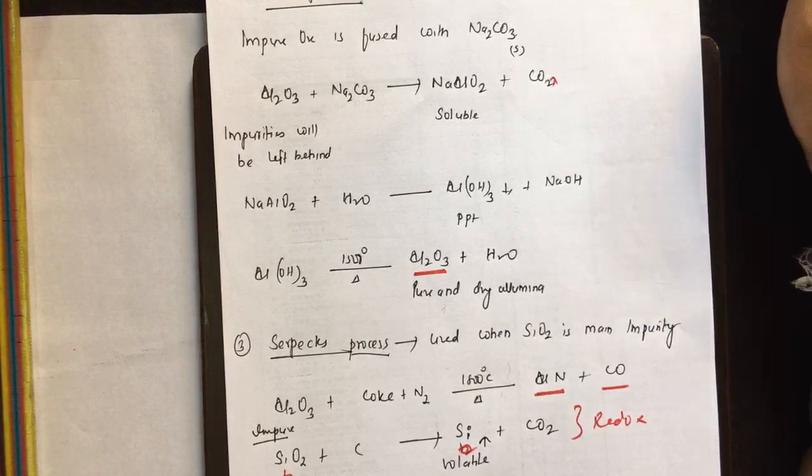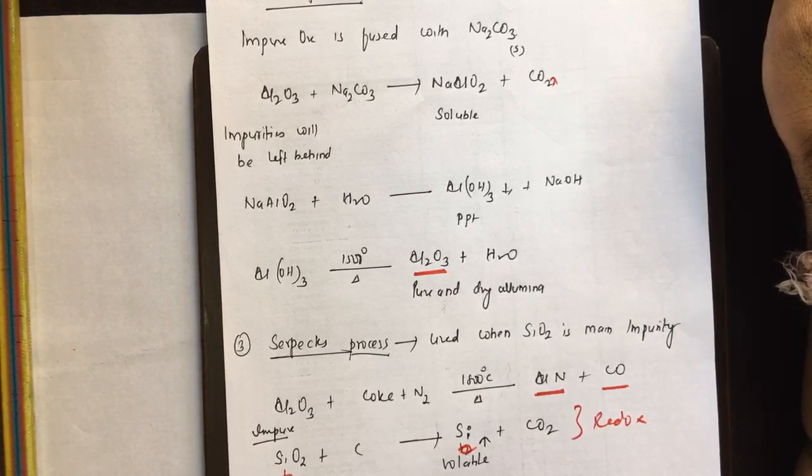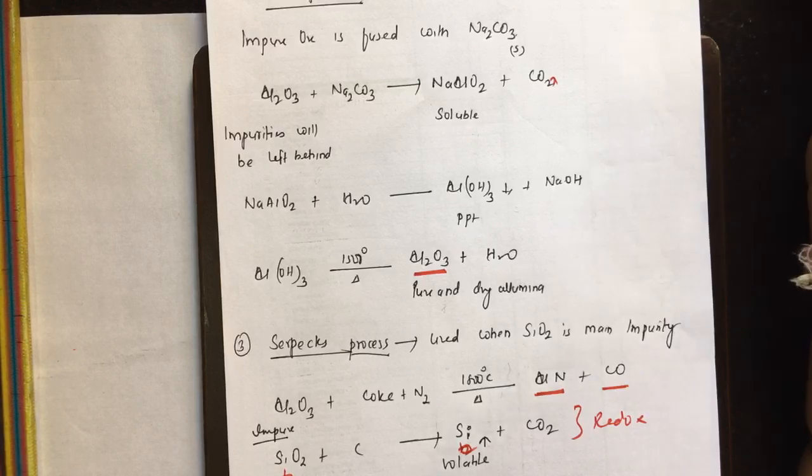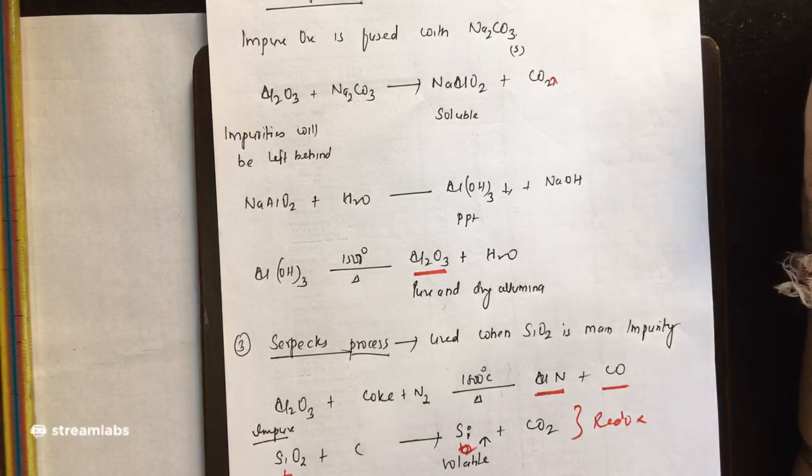And in isolation of elements, I have discussed a few things about the MacArthur-Forrest process and the extraction of aluminum from bauxite. Electrolytic refining is again left out. You can read up electrolytic refining, and you can also read the isolation of other elements. Okay, a lot of time is there with you. You can utilize this time effectively.